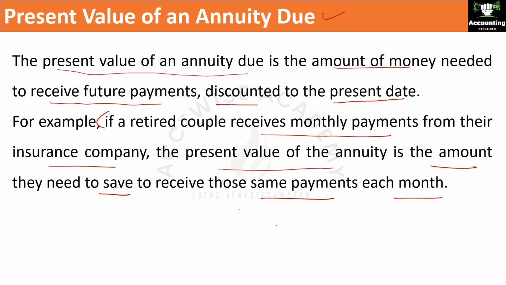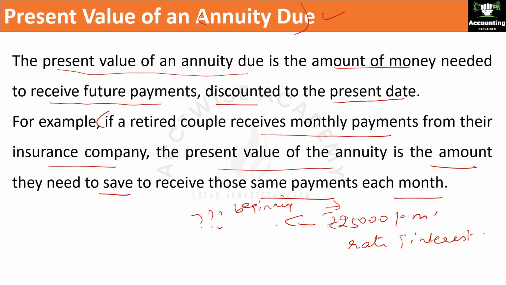Suppose your parents, after their retirement, want to receive rupees 25,000 per month as monthly payment. For that, how much do they have to invest today to get this money? And this investment should be made at the beginning of the month to qualify as an annuity due. And this has to be discounted at some rate of interest, the prevailing market rate. So this is what present value of an annuity due is.